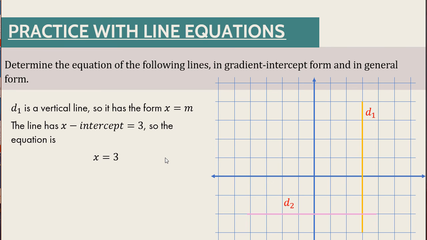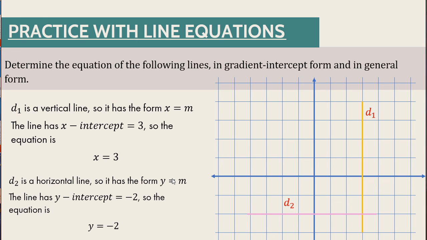D1 is the vertical line, so it has the form x equals m, and the line has the x-intercept 3. It means that m is 3. So we have the form x equals 3. It means that every point that has the x-coordinate 3 falls on the line. And D2 is a horizontal line, so it has the form y equals m. The line has y-intercept -2, so the equation is y equals -2. Easy, right?